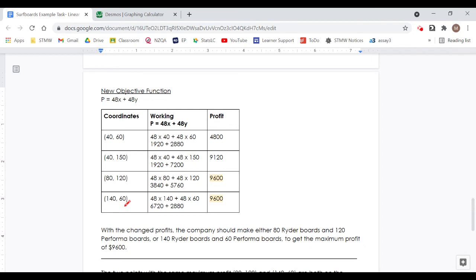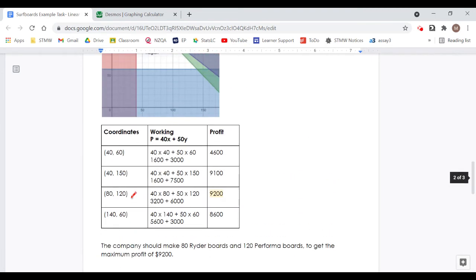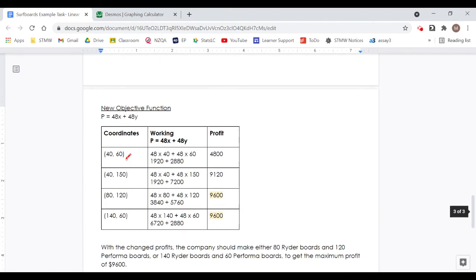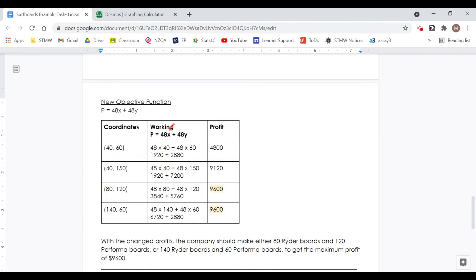We're going to now fill in a table again, very similar to before. Our coordinates are exactly the same as previously. Don't change those. Keep your same coordinates. But what is different is our new objective function here for our working out. So again, substituting in like we did for achieved, we've got to substitute in the x value of our coordinate and the y value of our coordinate into that equation. Do those on your calculator. You'll get your new profits over here.